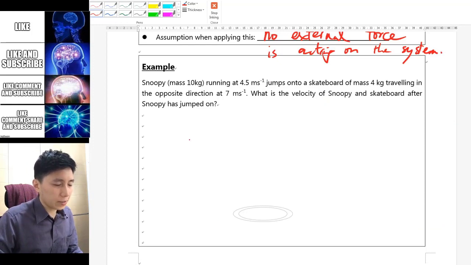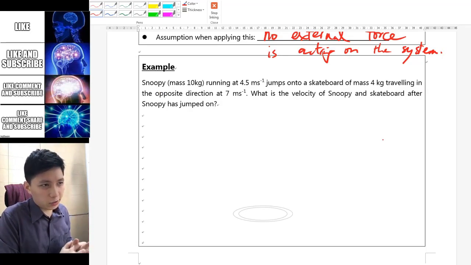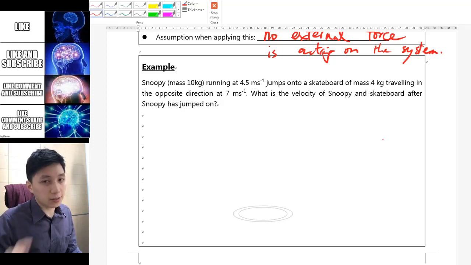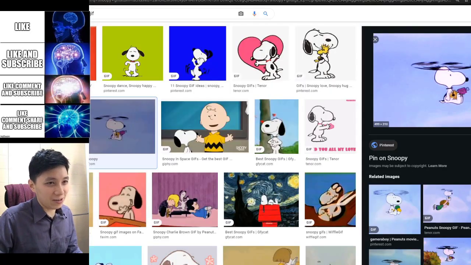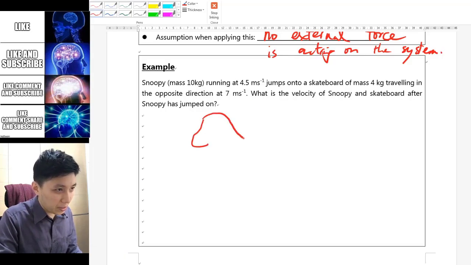Let's try a question together. Snoopy running at a certain speed jumps on a skateboard of mass traveling in the opposite direction. Here you may find it a bit hard to understand the question, so what I recommend is to draw the diagram out, and that is very essential, especially for this topic. You may not know, Snoopy is simply a dog. So this is, I think, the best I can draw.